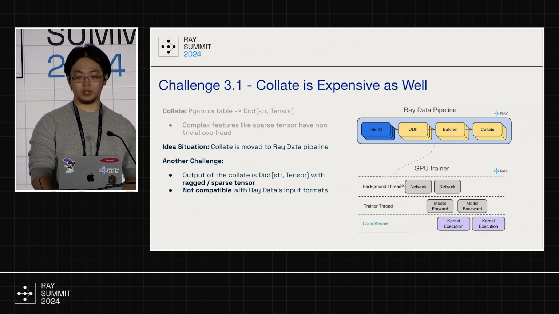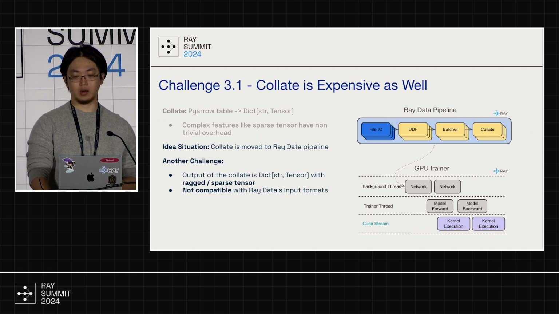But then the other challenge we face here is that the output of the pipeline now becomes a dictionary of tensors, which is not super friendly at this point with the Ray data interface, especially as we have this special ragged tensor and sparse tensor specific to the PyTorch training world.